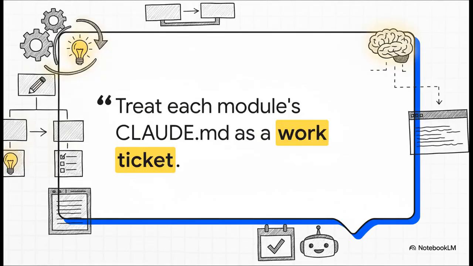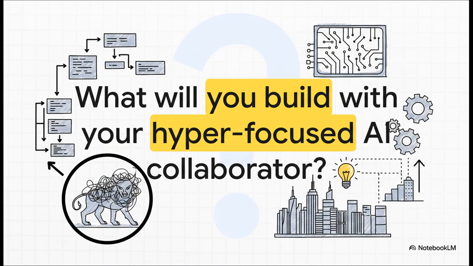Look, if you only take away one thing from all of this, let it be this right here. Your module's Claude.md file isn't just some static documentation. It is an active, living work ticket. Fill it out before you start a task, and I promise you will guide your AI collaborator to success every single time. By becoming an AI context architect, you're doing more than just managing complexity. You are unlocking a whole new level of productivity. You've effectively tamed the beast. So the only real question left is, what are you going to build first?